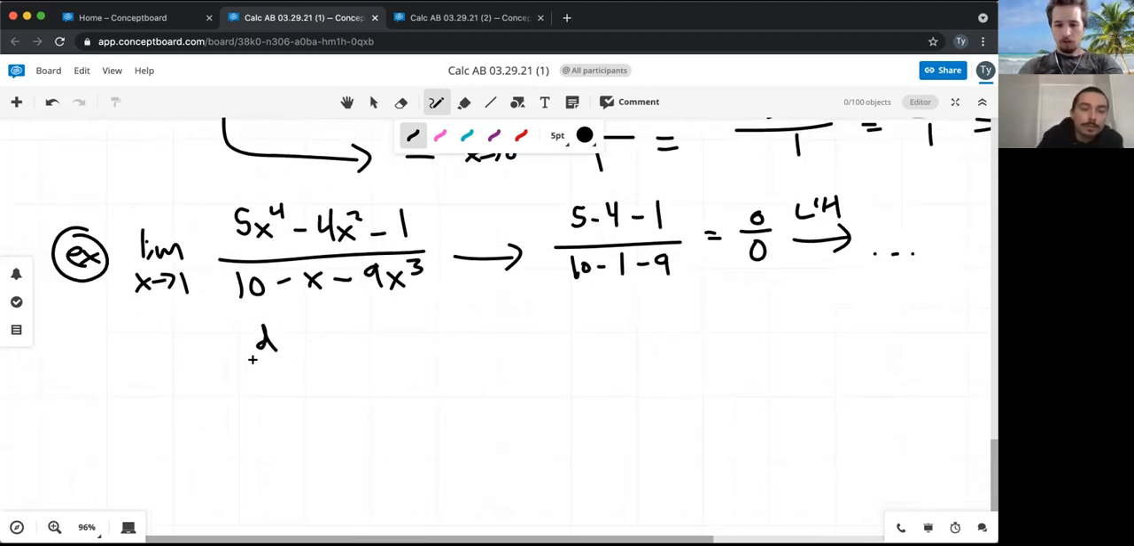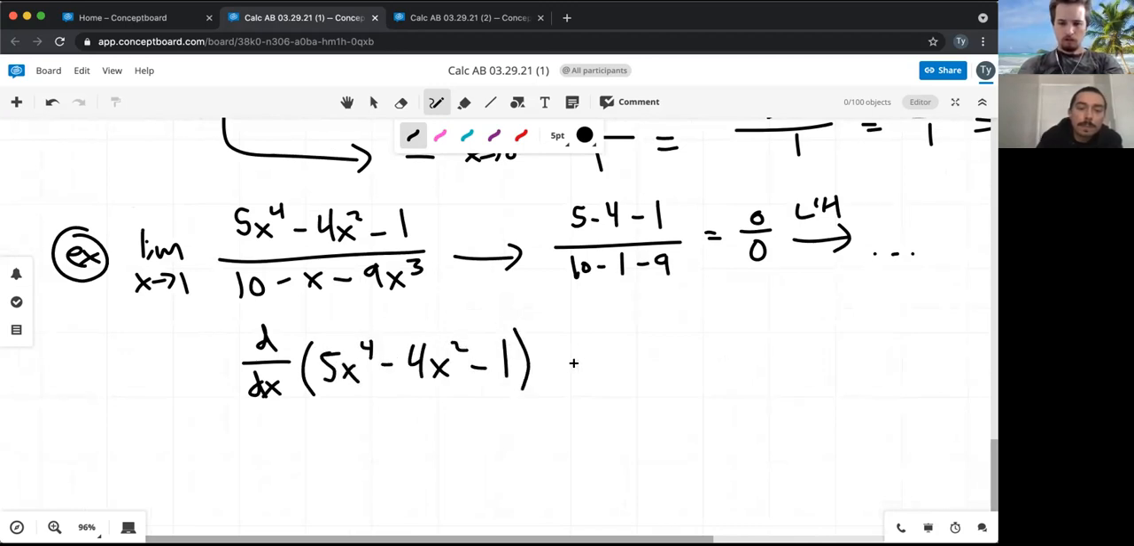We take the derivative of the top. This is just a bunch of power rules. So the power comes down. We have 5 times 4 is 20, and then we decrease the power. We have 2 times 4 is 8, and we decrease the power. And then the derivative of a constant is 0.